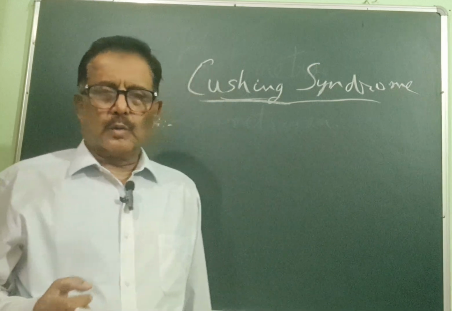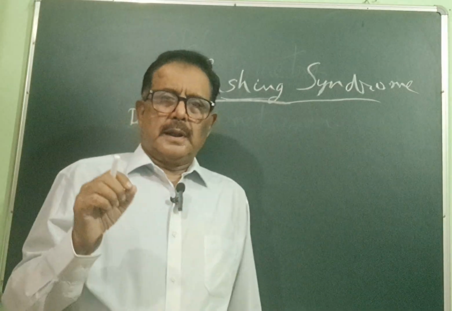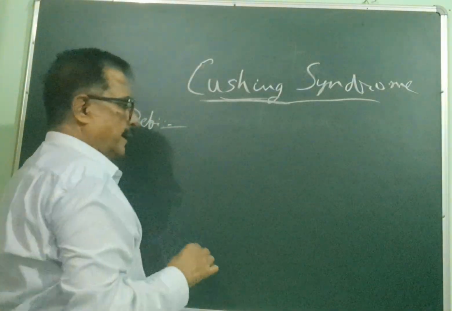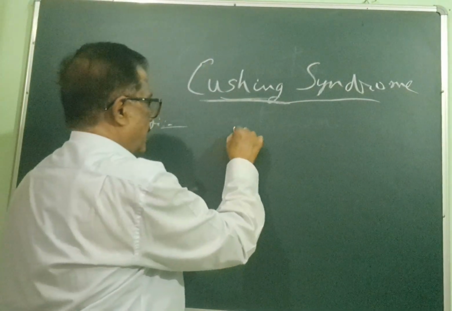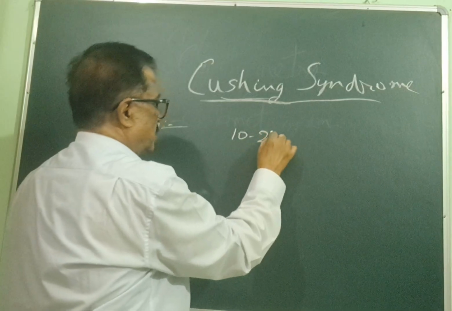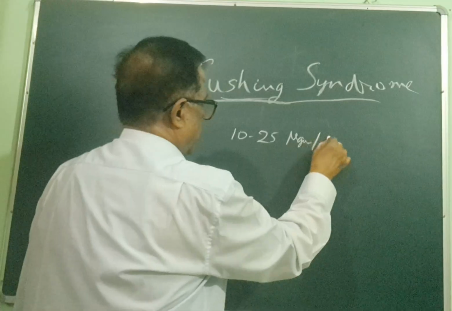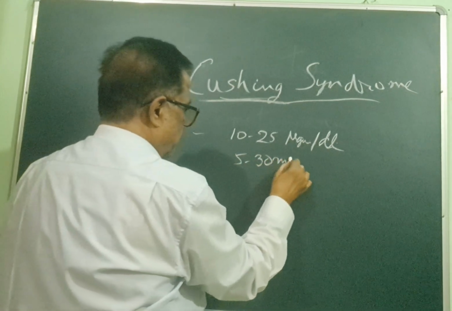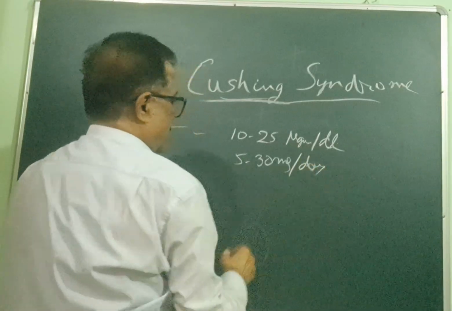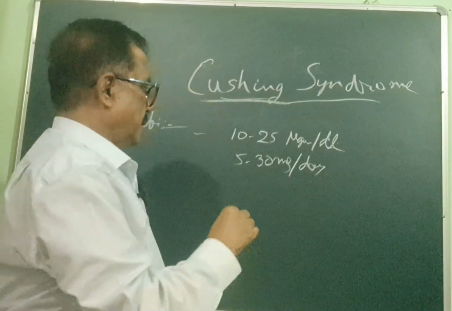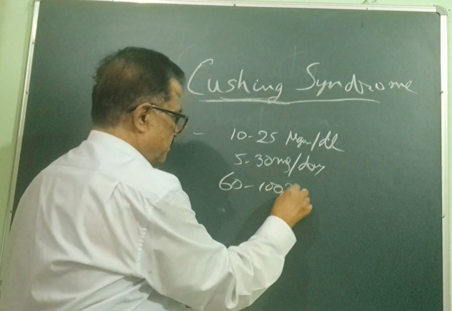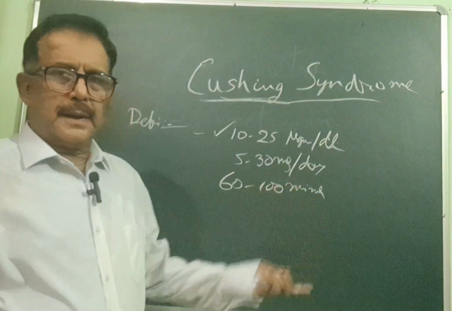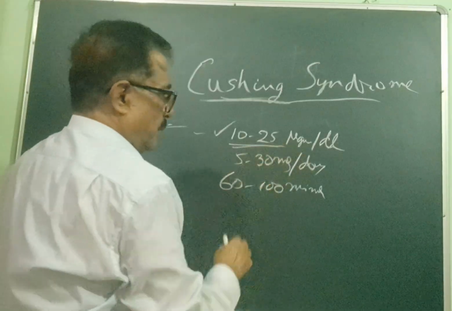amount of corticosteroid, glucocorticoid in blood. Prolonged and excess amount of glucocorticoid in blood. Then the question arises, what is normal? It is about 10 to 25 microgram per deciliter. And daily secretion is 5 to 30 milligram per day. Half-life is 60 to 100 minutes. When in circulation this amount is exceeded, is in excess, then it is known as a higher level, that is more than normal.